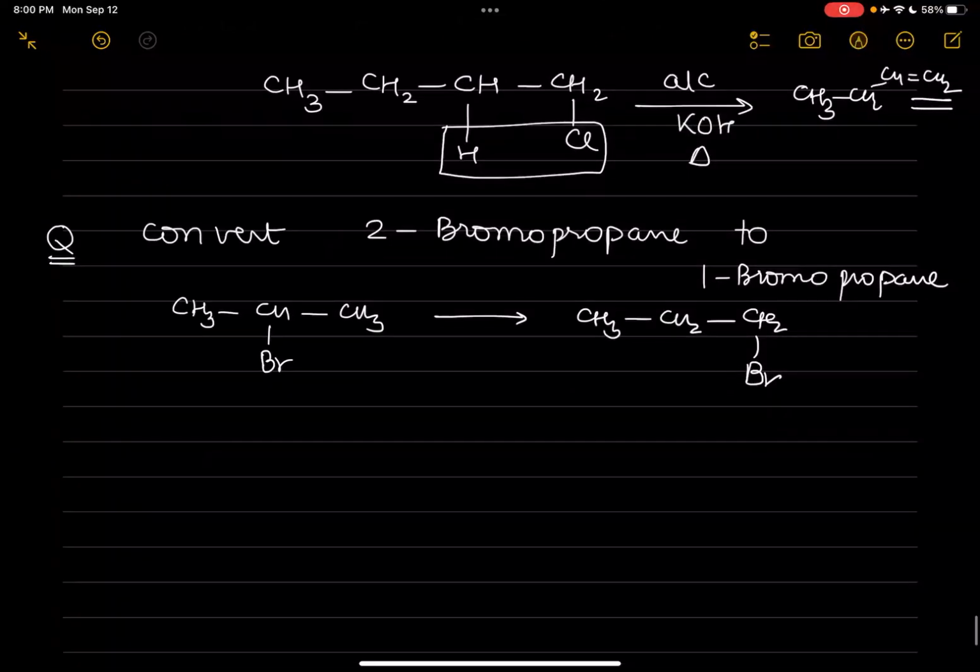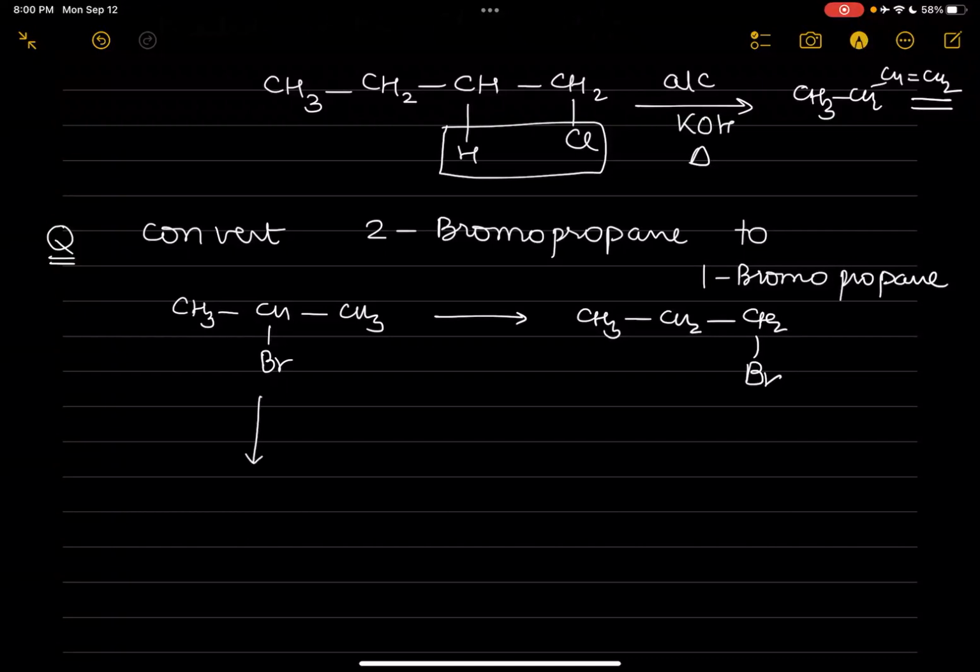So first of all, you need to remove this Br. Why do I need to remove this Br? Because otherwise, without removing it, I can't connect it on the other carbon atom. But the thing is, I can't remove only Br. I need to remove 2 groups, because I need to do elimination.